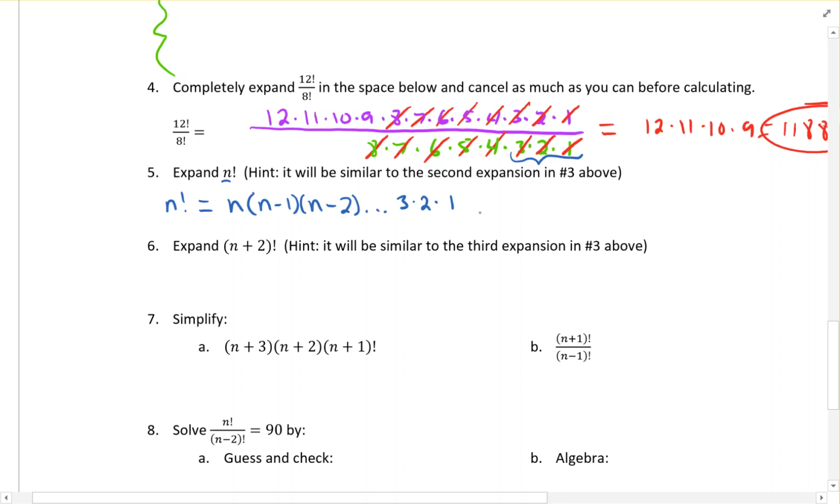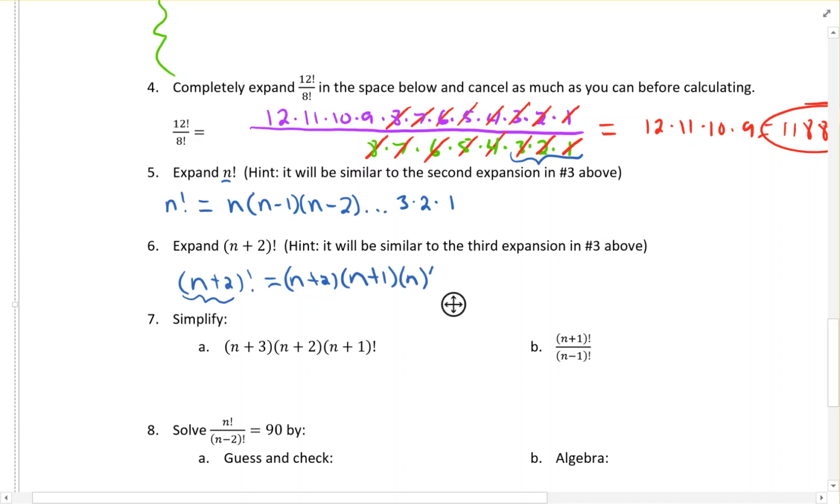Okay, so now number 6 here says expand n plus 2 factorial. Well, that's just going to be, so n plus 2 factorial. You start out with whatever the factorial was, so n plus 2. And then the next one is 1 less than that. So 1 less than n plus 2 is n plus 1. 1 less than that is n.